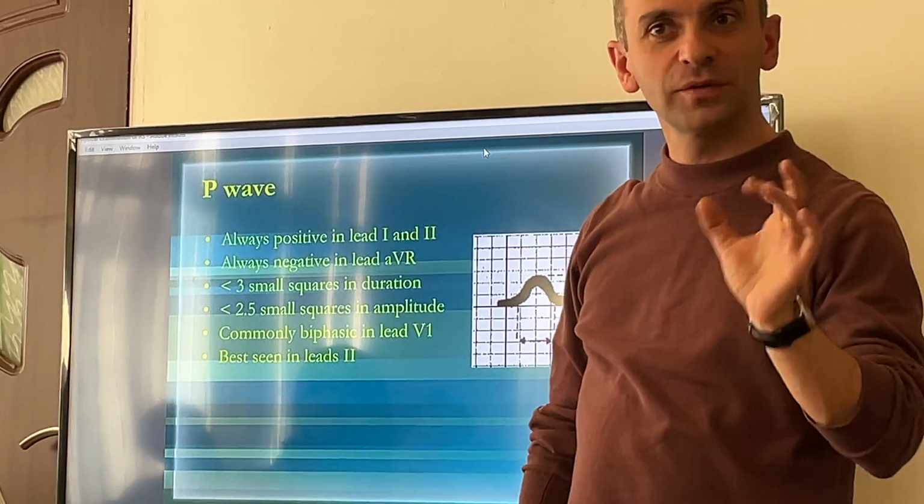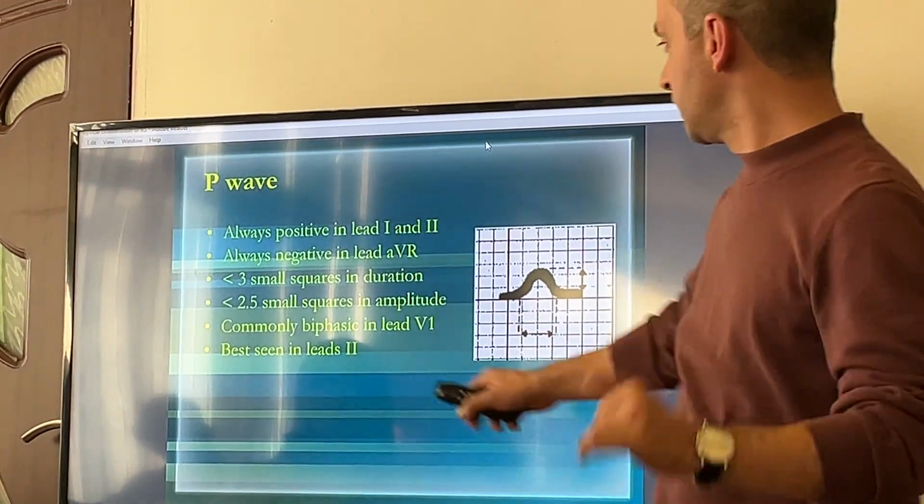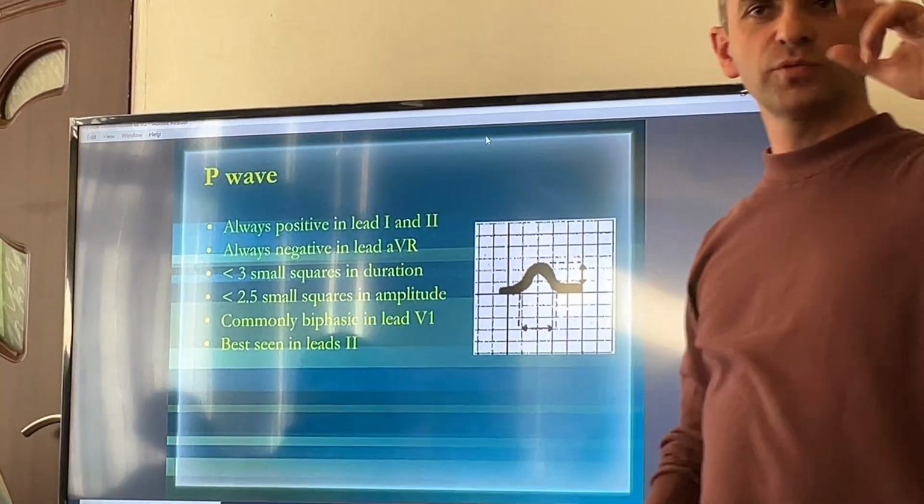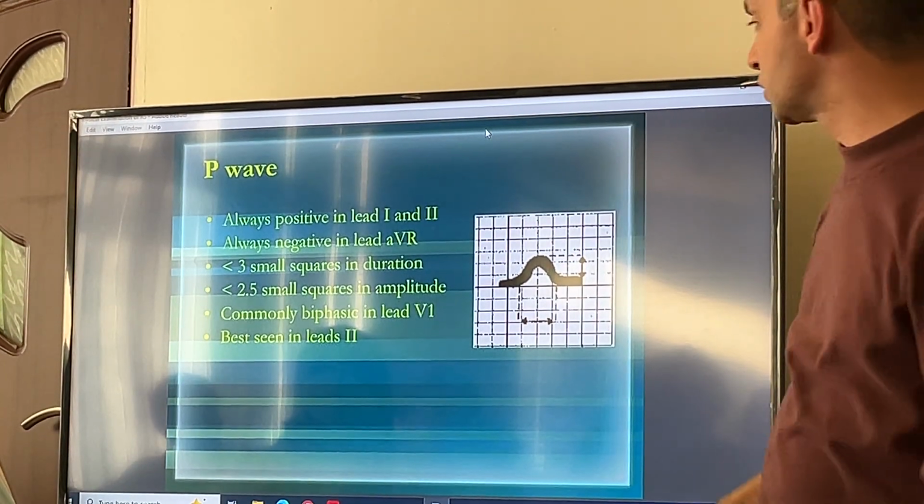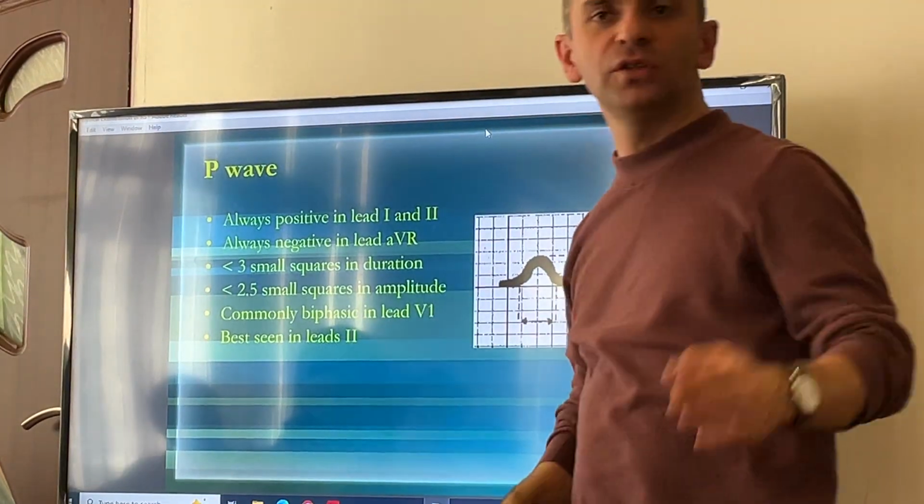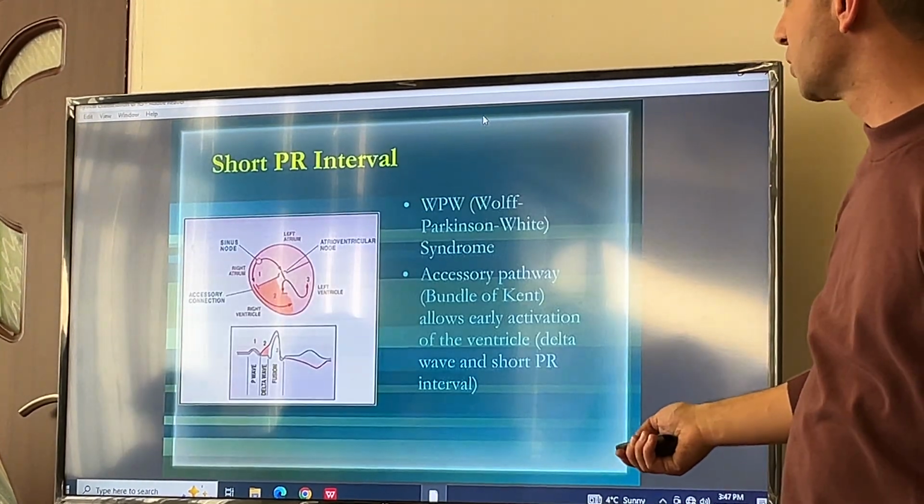I thought 0.1 is borderline. Amplitude is less than 2.5 small squares, which means 2.5 millimeters or 0.25 millivolts. It is commonly biphasic in lead V1, as I told you, and best seen in lead 2, yes.